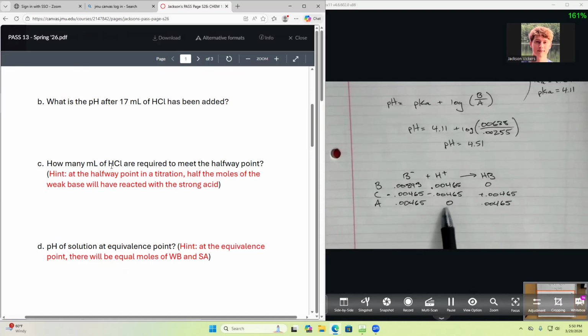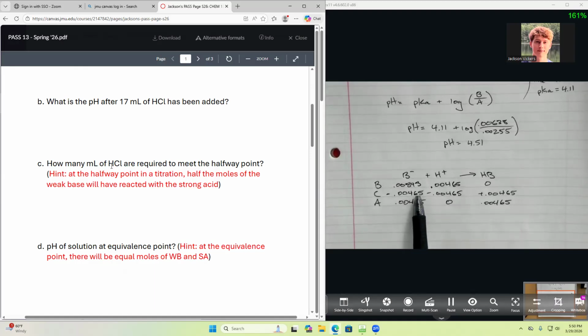Does that make sense? Because going back to where we subtract the smaller value, if we're going to have to subtract half of this, that means we need to add that number of moles of our strong acid to react it away. It's tricky stuff, so this definitely takes some time.